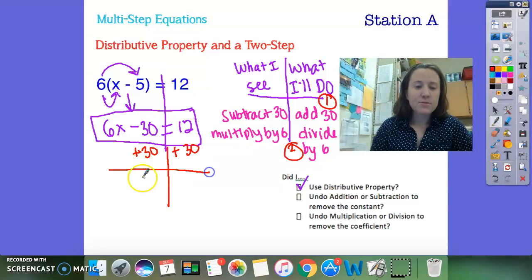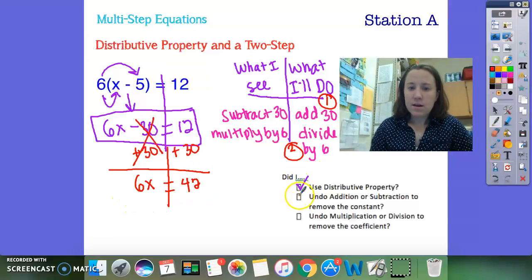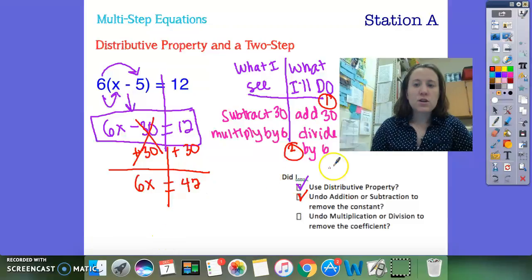on the left side I'm just left with 6 times x. Negative 30 plus 30 is 0. And on the right side, 12 plus 30 is 42. And now I've taken care of the undoing addition or subtraction. Finally, I'm going to undo the multiplication or division. I've already written on my pre-plan that I'm going to divide each side by 6.